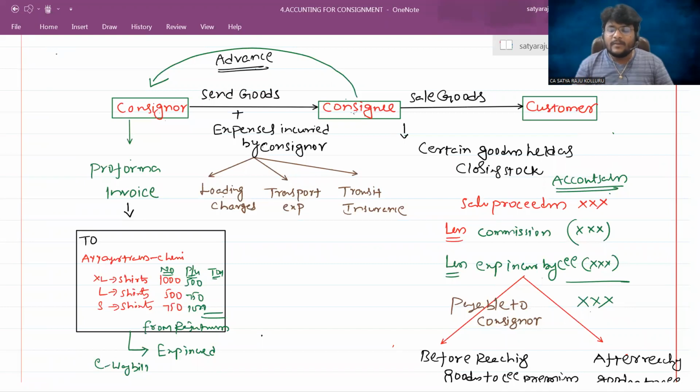In case of the consignment business, consignee may return certain goods to the consignor. For example, consignee is unable to sell certain goods, so there is no demand, or maybe certain damaged goods are there. Anything may happen. Then there may be a chance of returning of goods by consignee to the consignor.